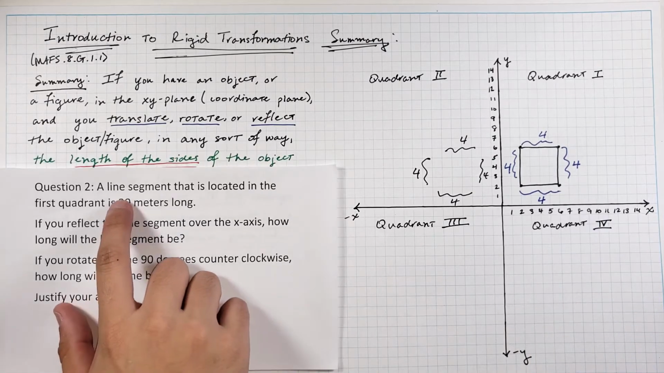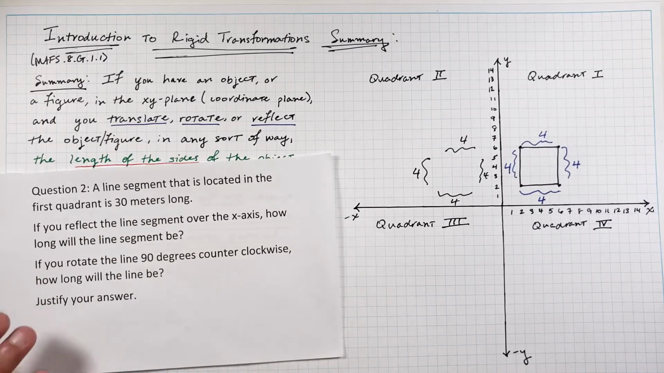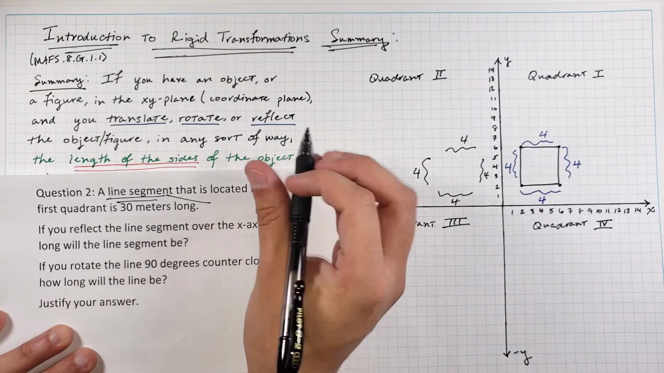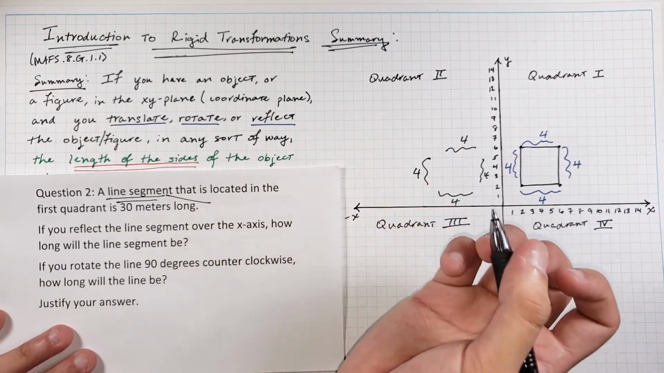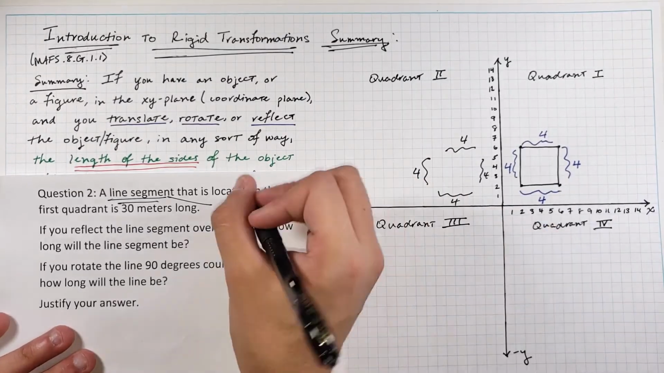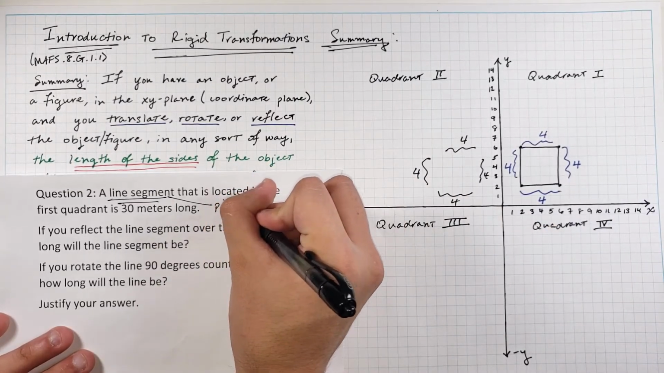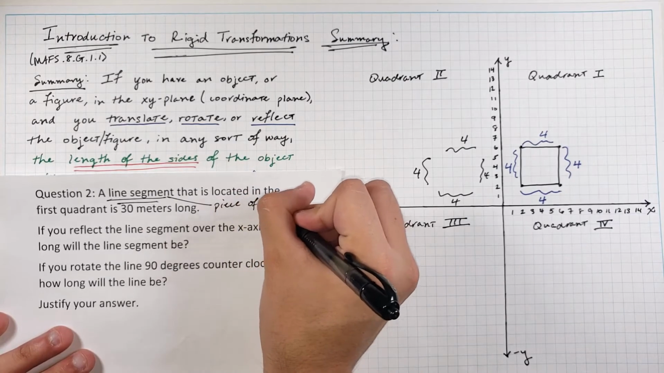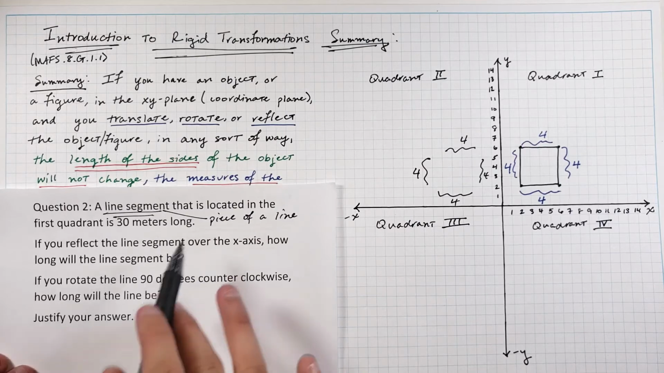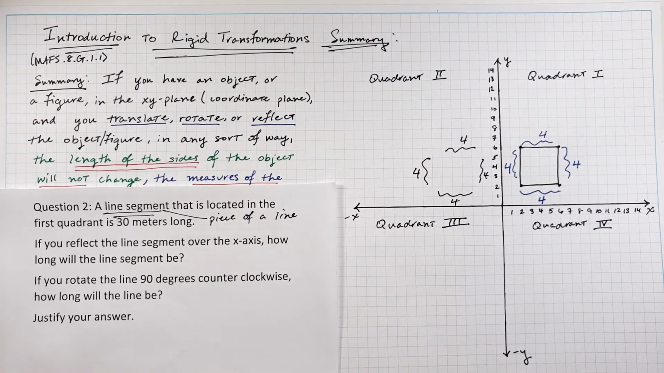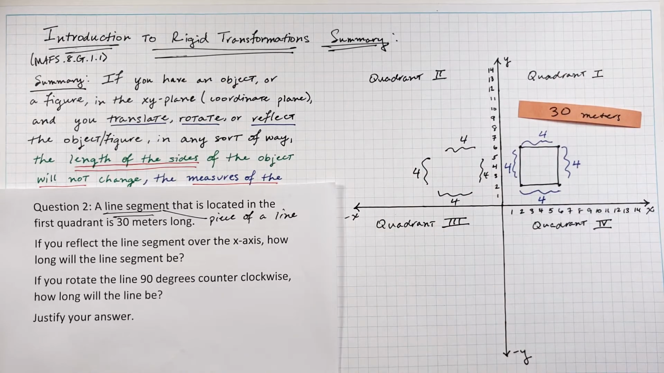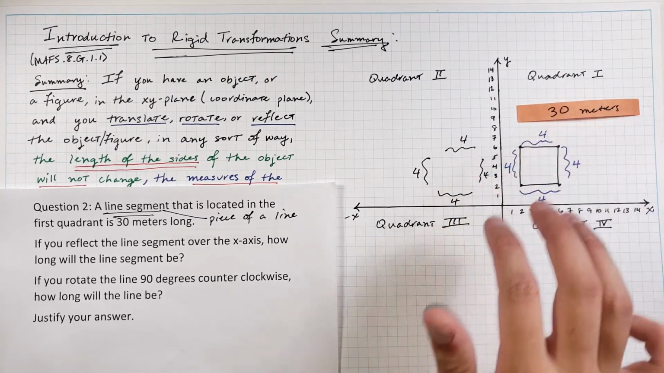We're told that we have a line segment. If you guys don't remember what line segment means, a line segment is just a piece of a line. It's a line that ends. So it's a line with 2 endpoints. That's how I want to define it. And we're told that it's located in the first quadrant and it's 30 meters long. So pretend this is the line that's 30 meters long. All right, so here's our line that's 30 meters long.